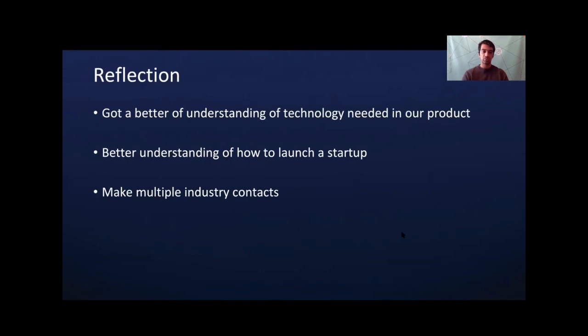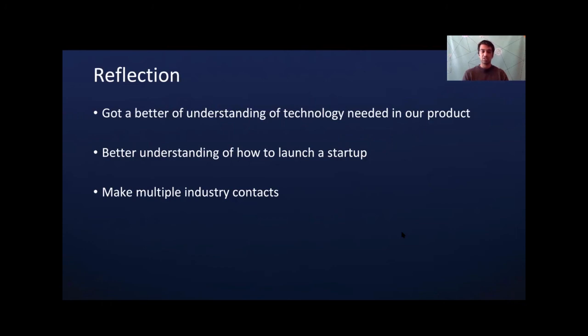Looking back on the program, we found it to be extremely valuable. We got a better understanding of the exact technology needed in our product and how to go about executing it. We also learned valuable lessons about launching a startup. The workshops on customer acquisition and slowly developing a business class were invaluable. Finally, we were exposed to many leading figures in the blockchain space who proved to be valuable contacts.